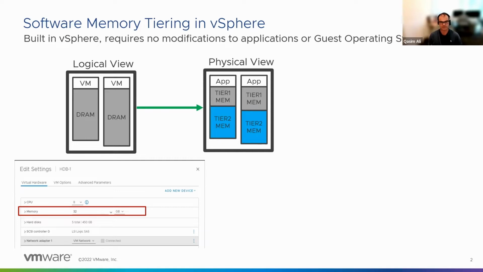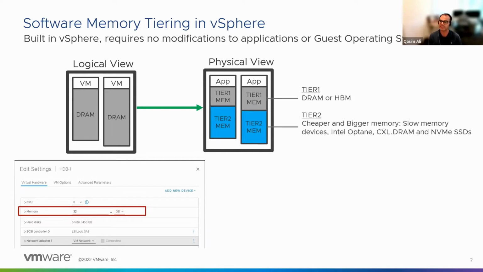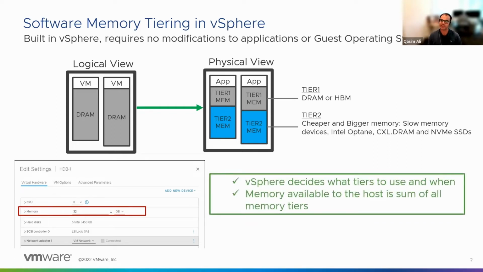For example, you have tier 1 memory, which could be an expensive DRAM or high bandwidth memory, and tier 2 memories, which are much cheaper and bigger types of memory, and they are slower as well. For example, Intel Optane, you have CXL DRAM coming up, and then a lot of NVMe devices. So in general, vSphere will decide what tier to use and when to use it. And the memory available to the host would be the summation of all the tiers available.